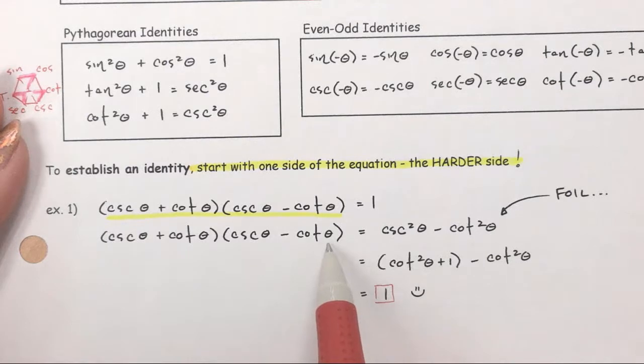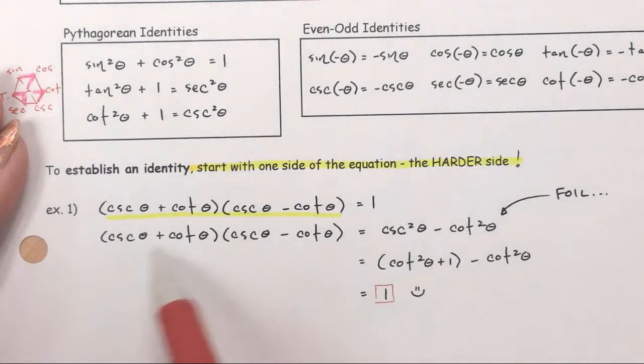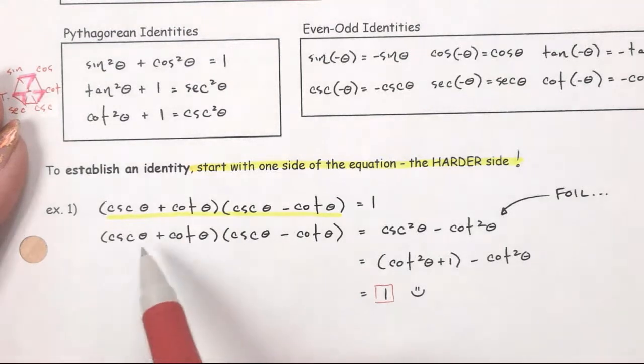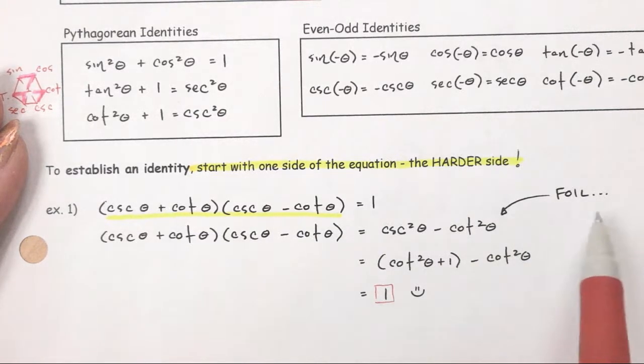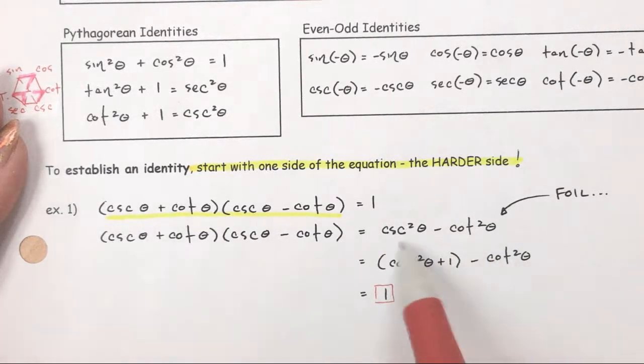So what did I do here? I started on the left side, and I go, oh, what can I do? What does that tell me to do? Oh, that means multiply. So then you multiply and you FOIL, and you realize this is a plus b times a minus b. What's a plus b times a minus b? A squared minus b squared. So I FOILed it.